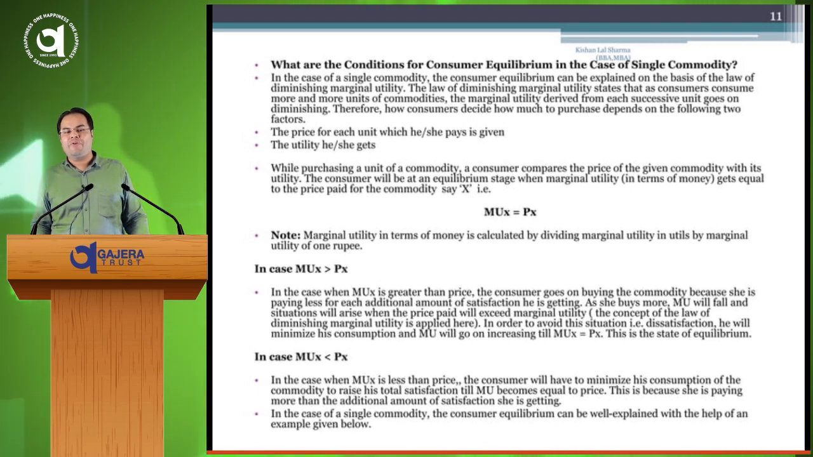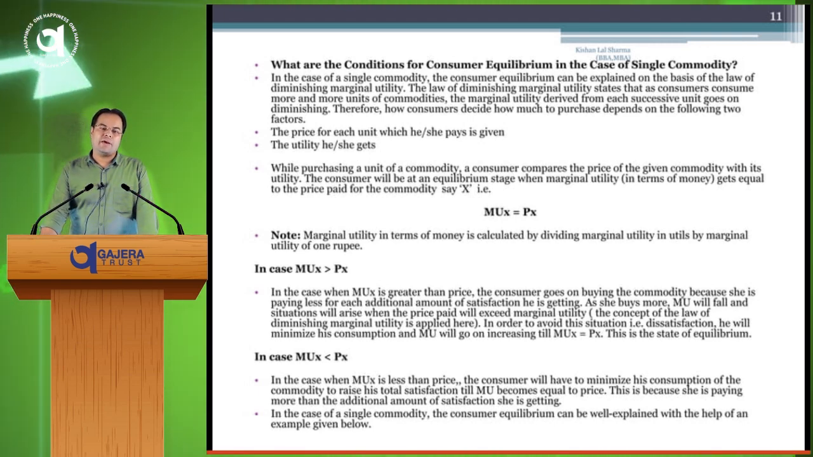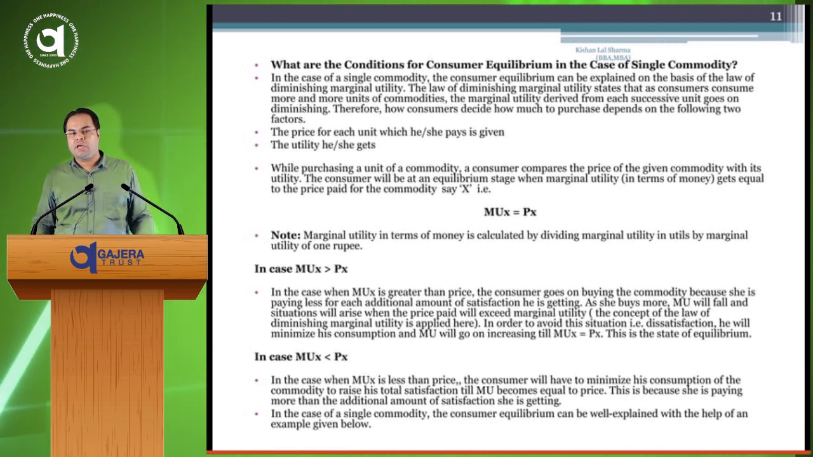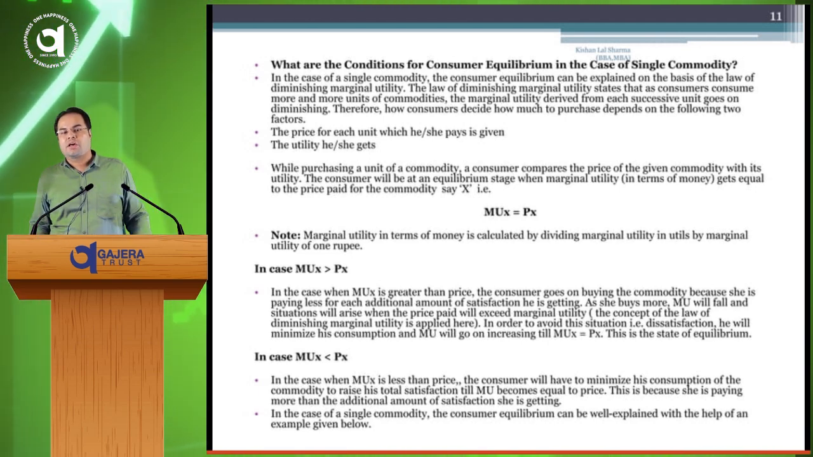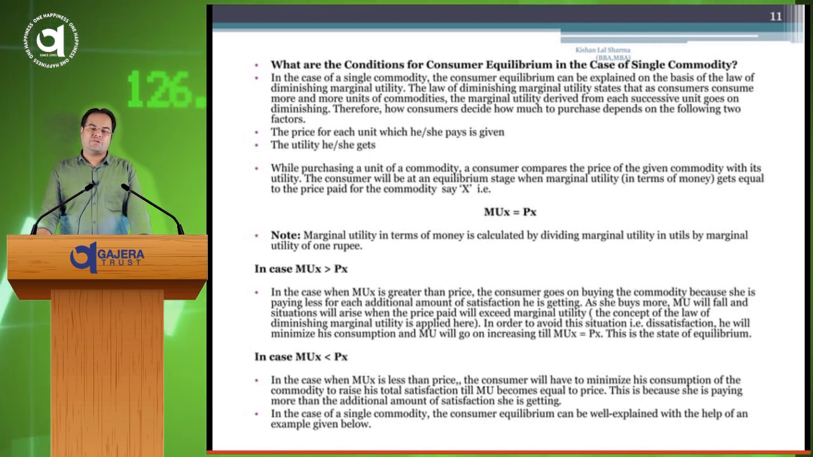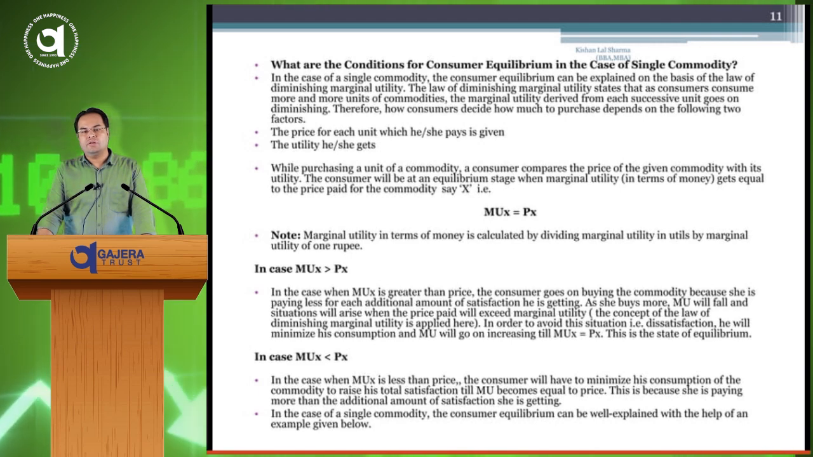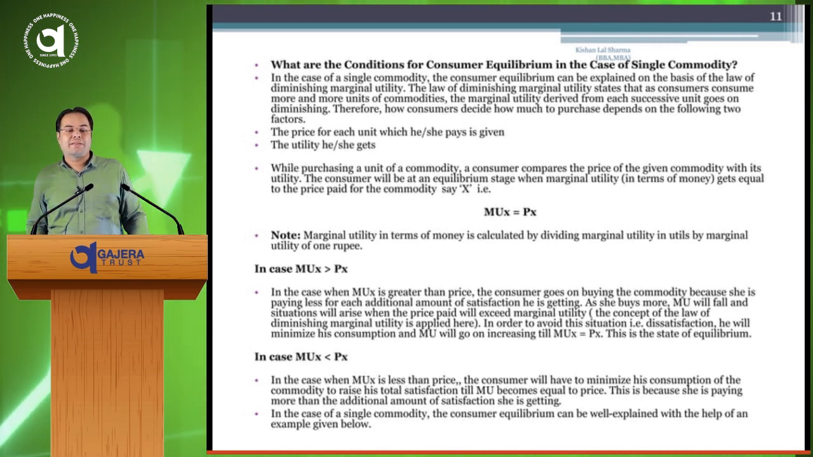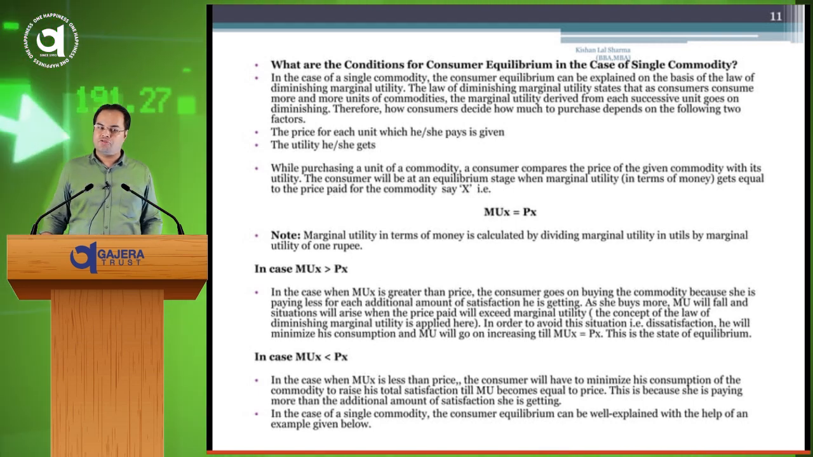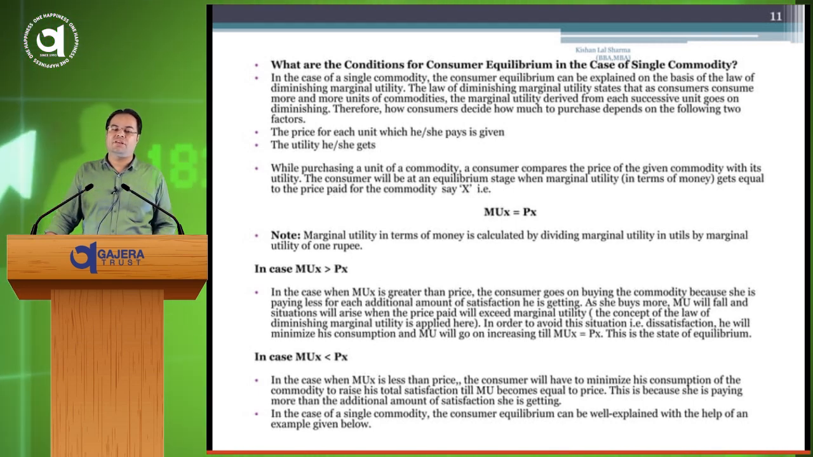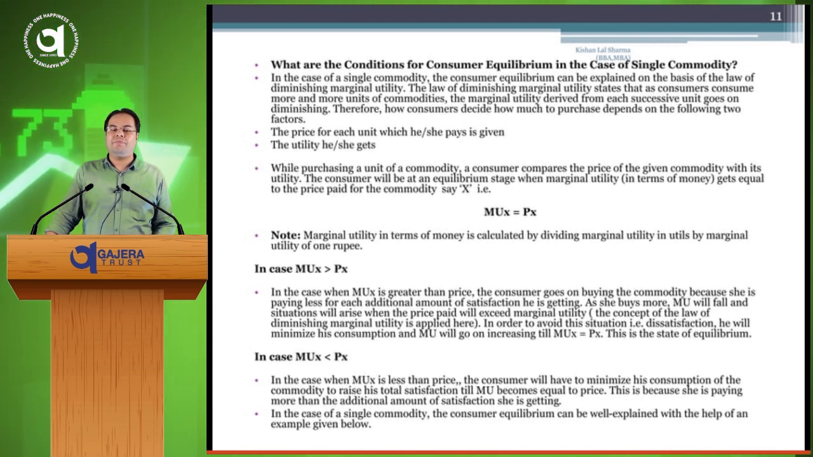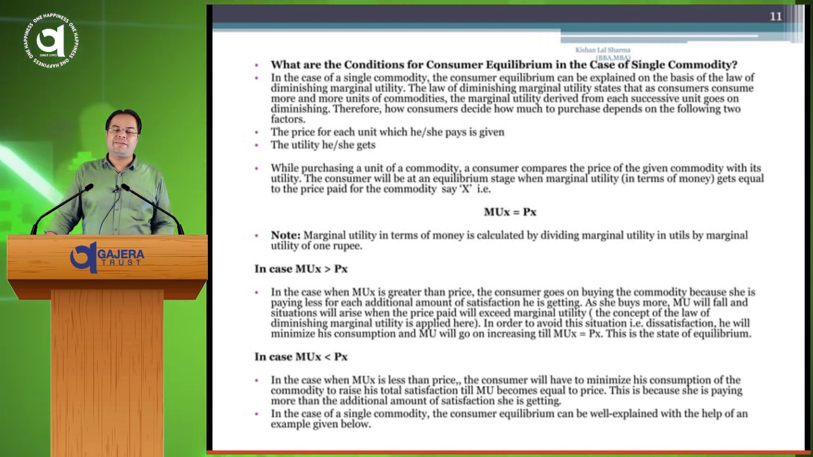Now in case of MUX less than PX, MUX is smaller, lesser than the price paid. So in the case that MUX is less than price, the consumer will have to minimize his consumption of the commodity to raise his total satisfaction. Okay, now he or she will minimize the consumption until the marginal utility becomes equal to the price. This is because of the paying capacity of the consumer, given the additional amount of satisfaction he is getting. The case of a single commodity can be well explained with the help of an example given below.